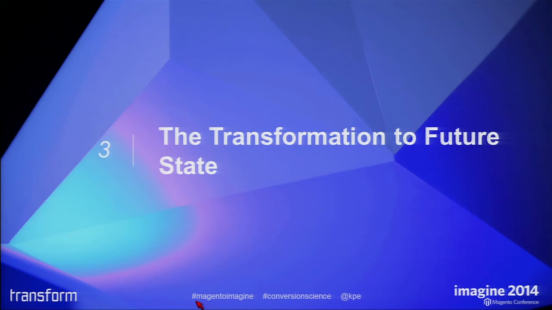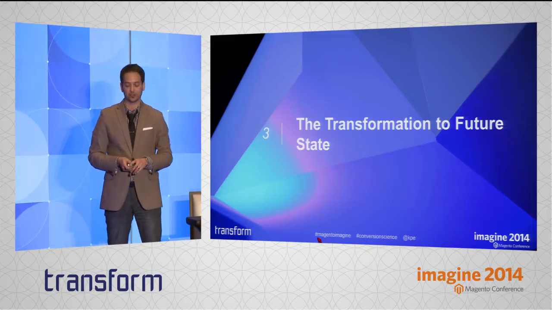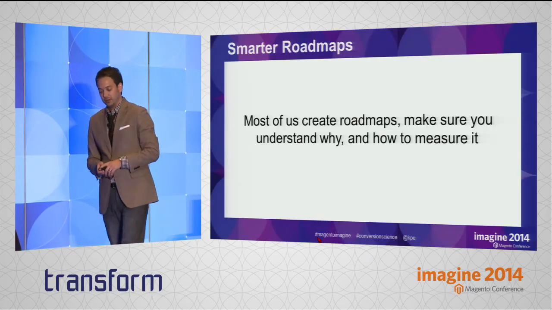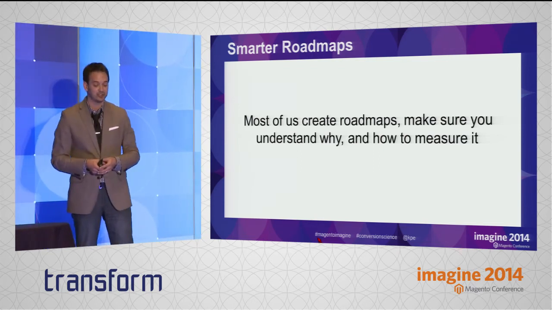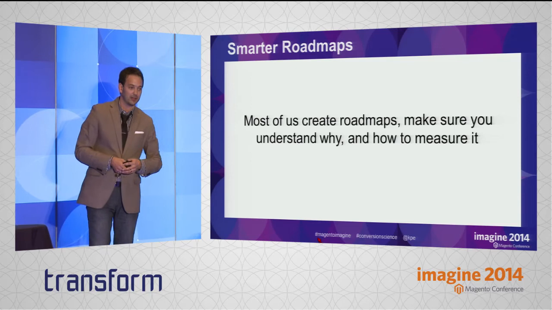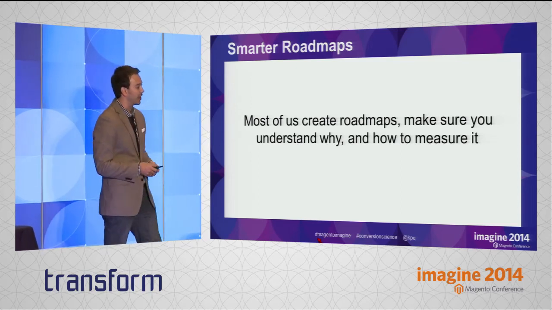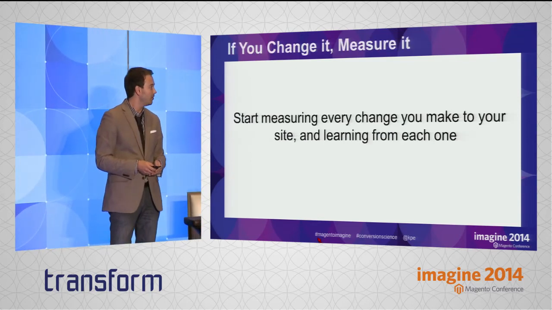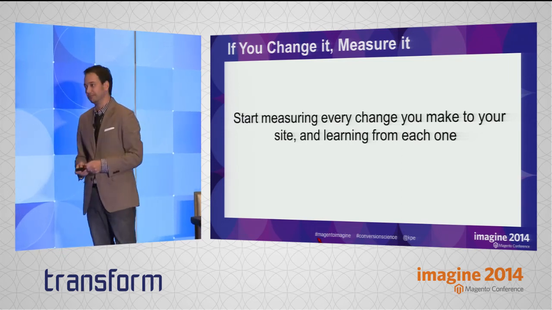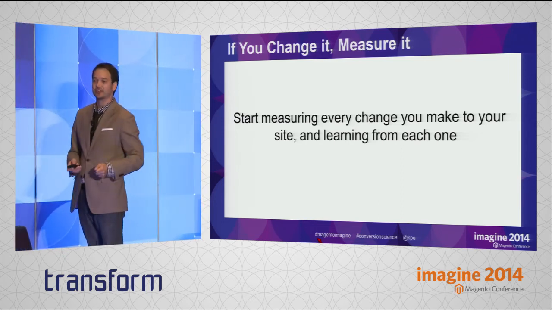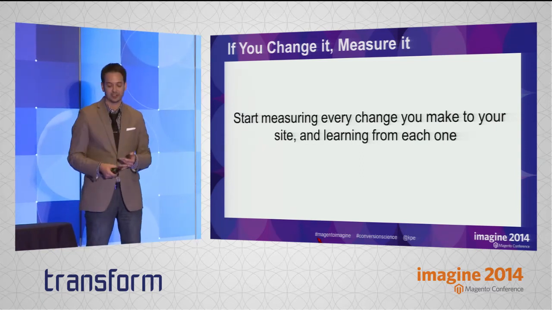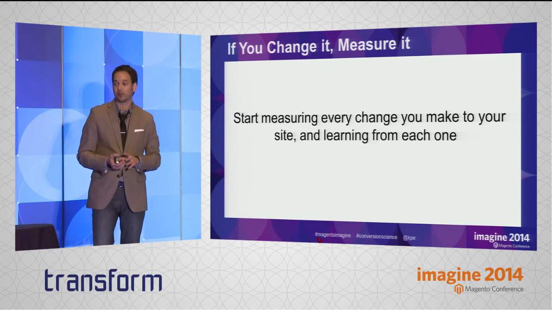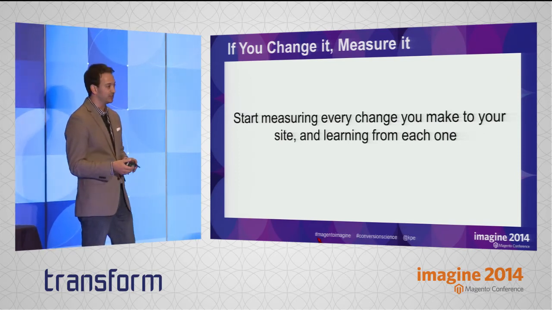So how do we get from where we are today in our decision-making process to where we should be in the future? So a couple of pointers. Again, most of us create roadmaps. Make sure you understand why items are on that roadmap and how to measure the items on that roadmap. If you change it, measure it. Every change to your site, find a way to measure it with analytics or testing or something. And most importantly, learn from the results.